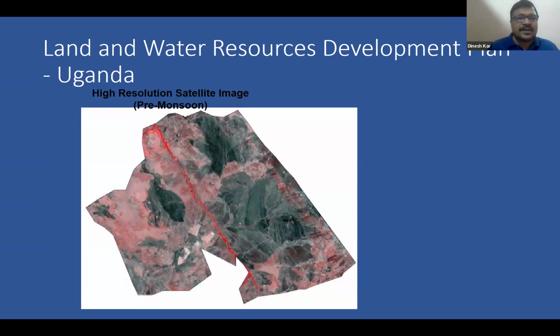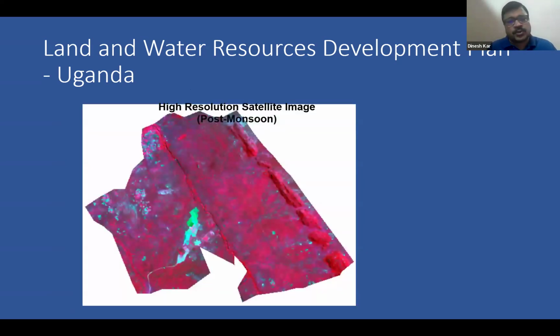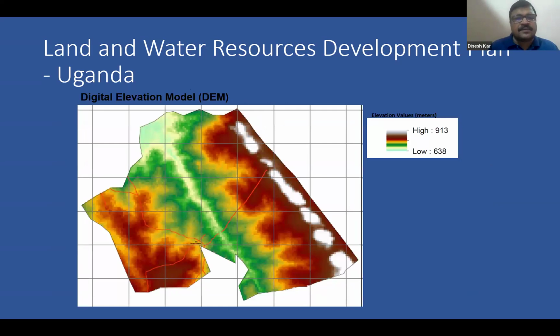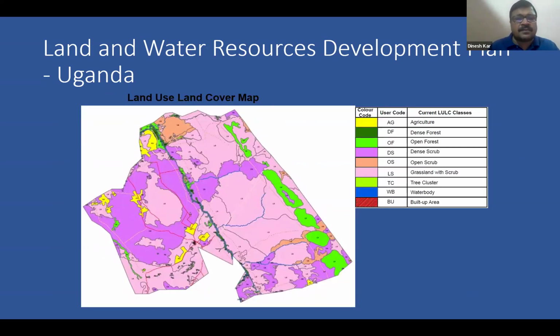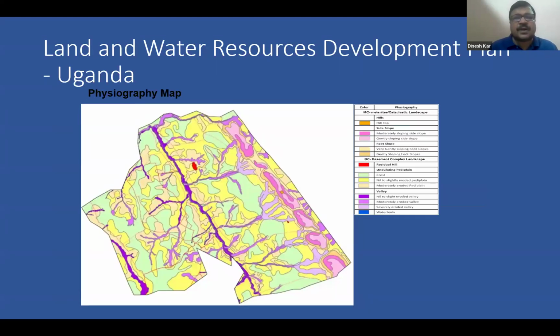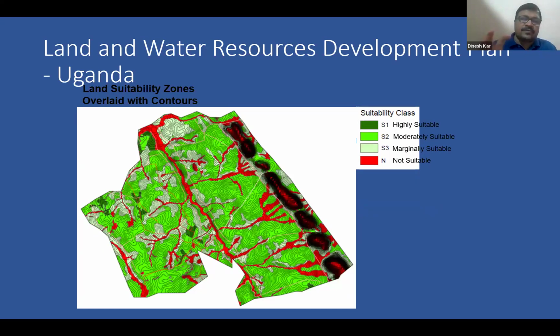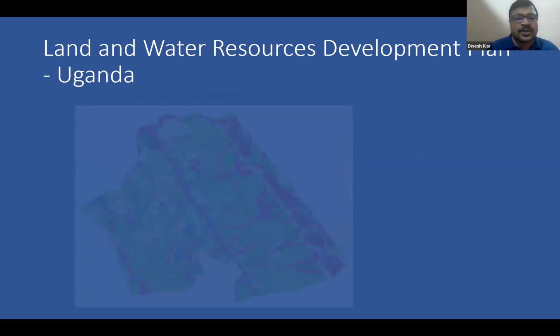So we took some satellite imagery, pre-monsoon, then post-monsoon, and then a digital elevation model, and created the land use land cover map first to identify what is where. Then the slope map, physiography map, suitability zone map. Since this was for a company which is trying to build a sugar factory, we did this suitability analysis for sugarcane. So all the dark green and light green are the areas which are suitable. The very light green and the red color are not suitable. So we told them not to grow there. You won't get any production out of it.